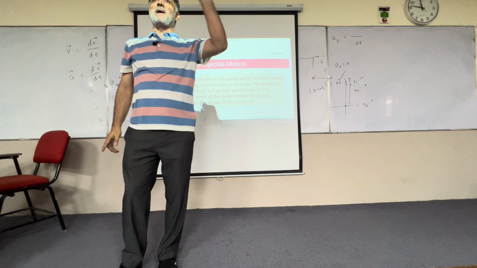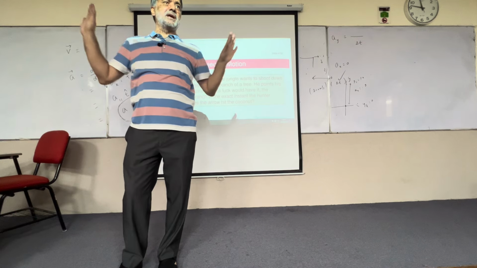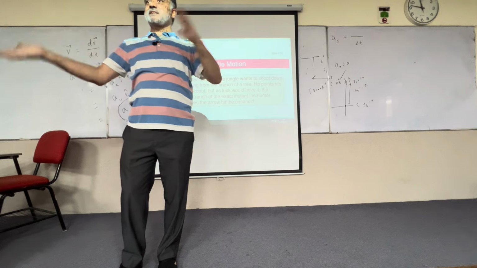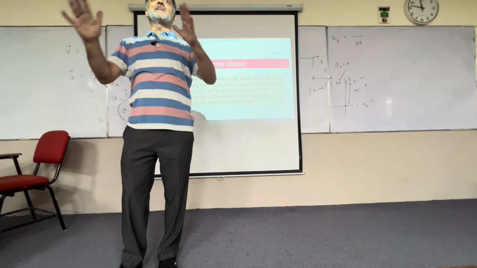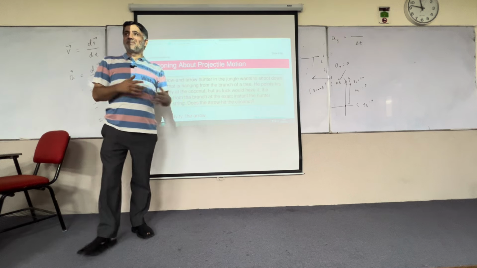Projectile में क्या मॉडल है? Particle. Arrow is a particle. Coconut is a particle. गेम खत्म हो गई सारी. Air resistance इसके लिए भी नहीं, उसके भी नहीं. Gravity इसके लिए. So there is nothing in the model which will change the situation.